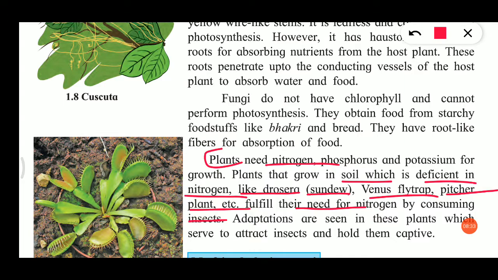They eat insects. Adaptations are seen in these plants which serve to attract insects and hold them captive. So these plants have adaptations for attracting insects and holding them captive, and then they get nitrogen and nutrients from those insects. See here are the plants where insects can be trapped and they get their nutrients.